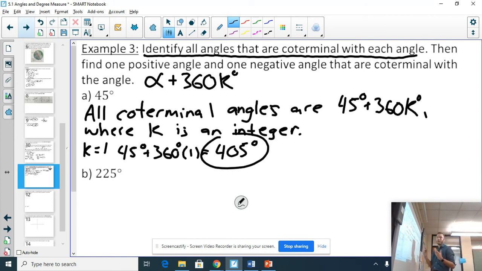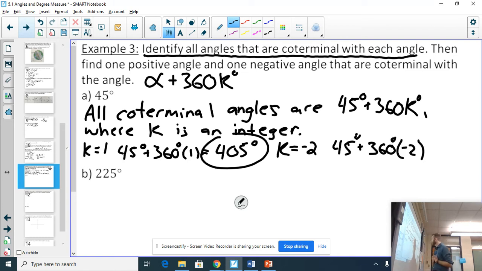And then a negative one, let's just pick negative 2, right? If k is negative 2, then we have 45 plus 360 times negative 2. And now that's essentially just like subtracting 360 twice, and that'll give us negative 675 degrees.